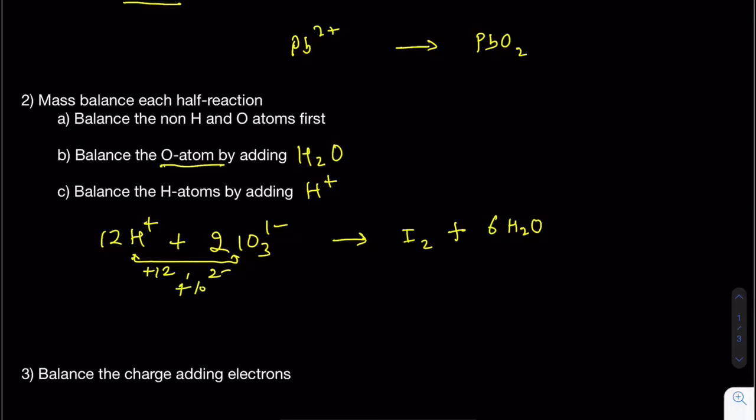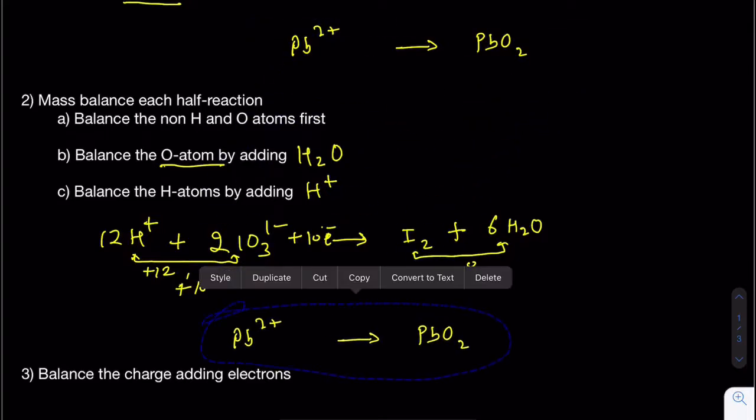Let's see what we have on the product side. There's no charge on the product side, so you should not have any charge on either side. To take care of that extra 10 plus charge, I would have to add 10 electrons on the reactant side. Once I've added these 10 electrons on the reactant side, this reaction is balanced. Now let's focus on the second one. We've got this lead.